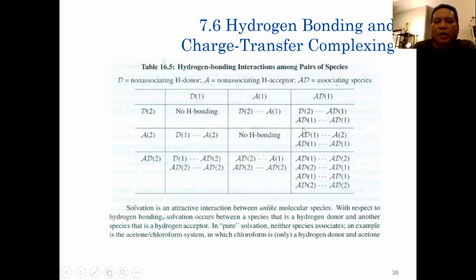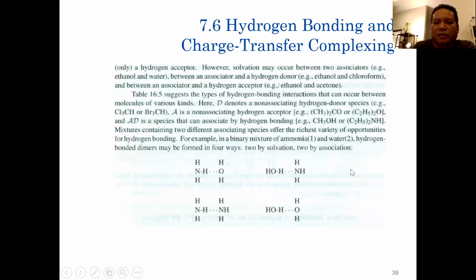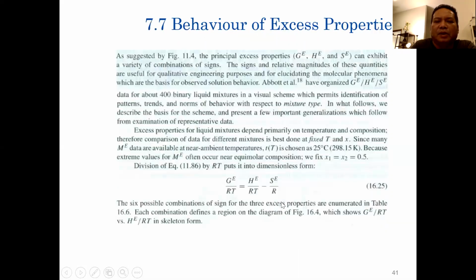I think you have seen this table before. So we have a donor that is non-associating with a non-associating species, so there's no hydrogen bonding. With the non-associating acceptor and associating donors, then you can have the bonding there. These are the examples: NH3 and H2O, and the same also for H2O and this one here.